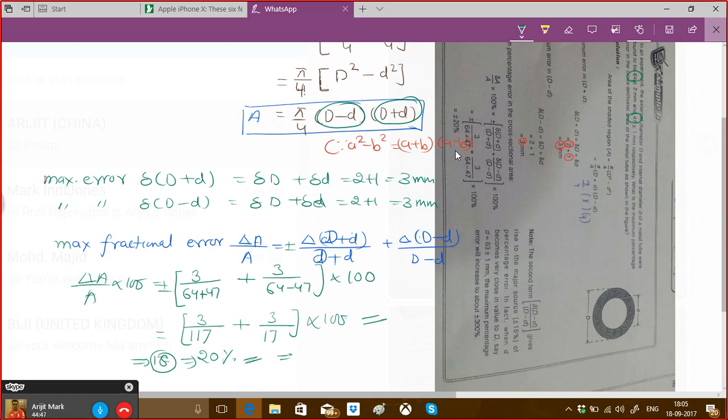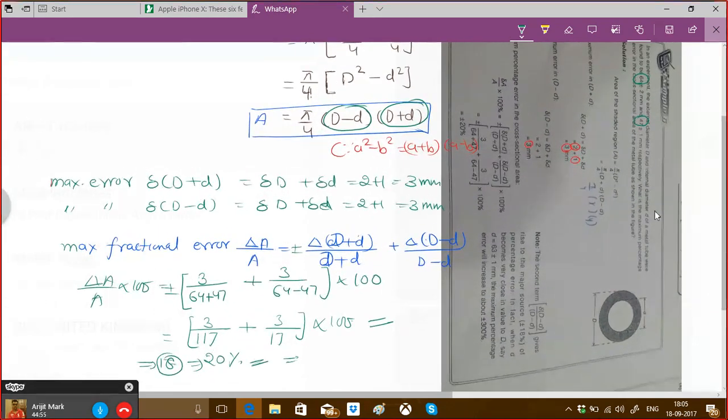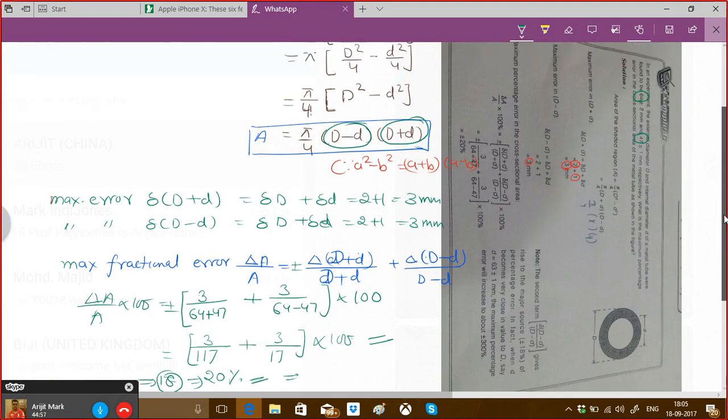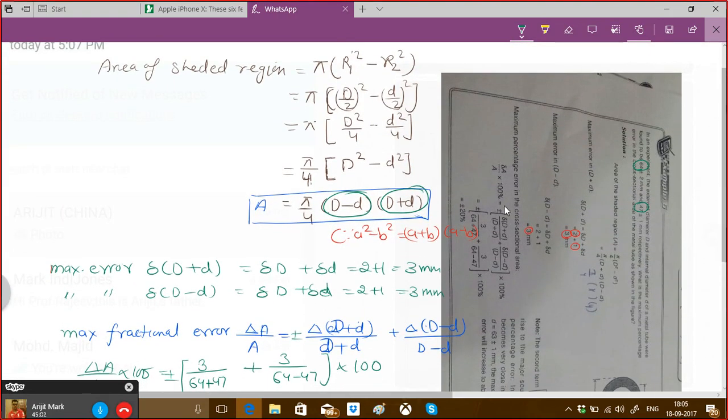Okay. Yeah, I understand this one. And once again, can you scroll up so I can take a screenshot of this? Wait a second, dear. I think that this one you have to understand mainly: how they are getting that A = pi by 4 (D minus d, D plus d)? Because they had written that directly in the next step.